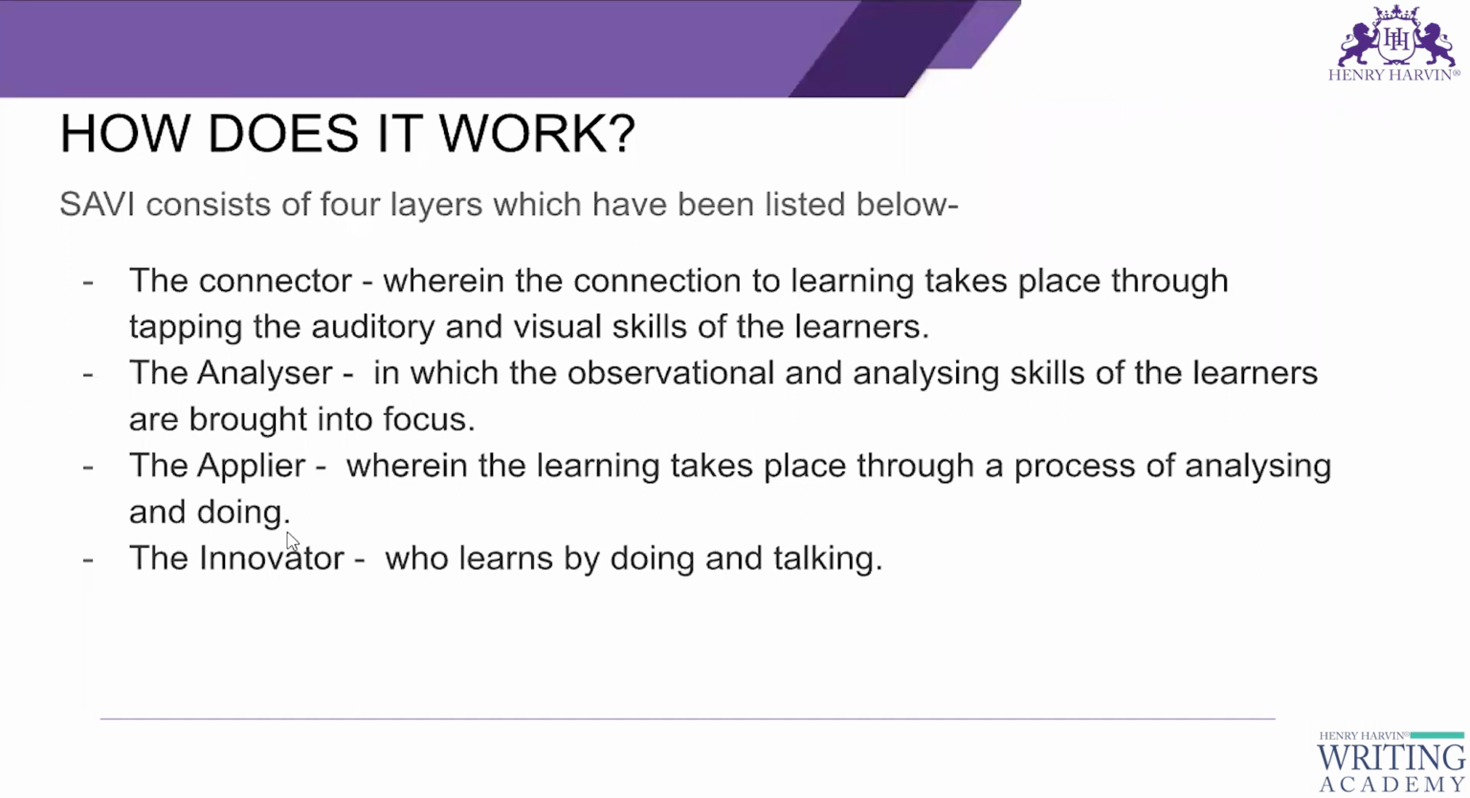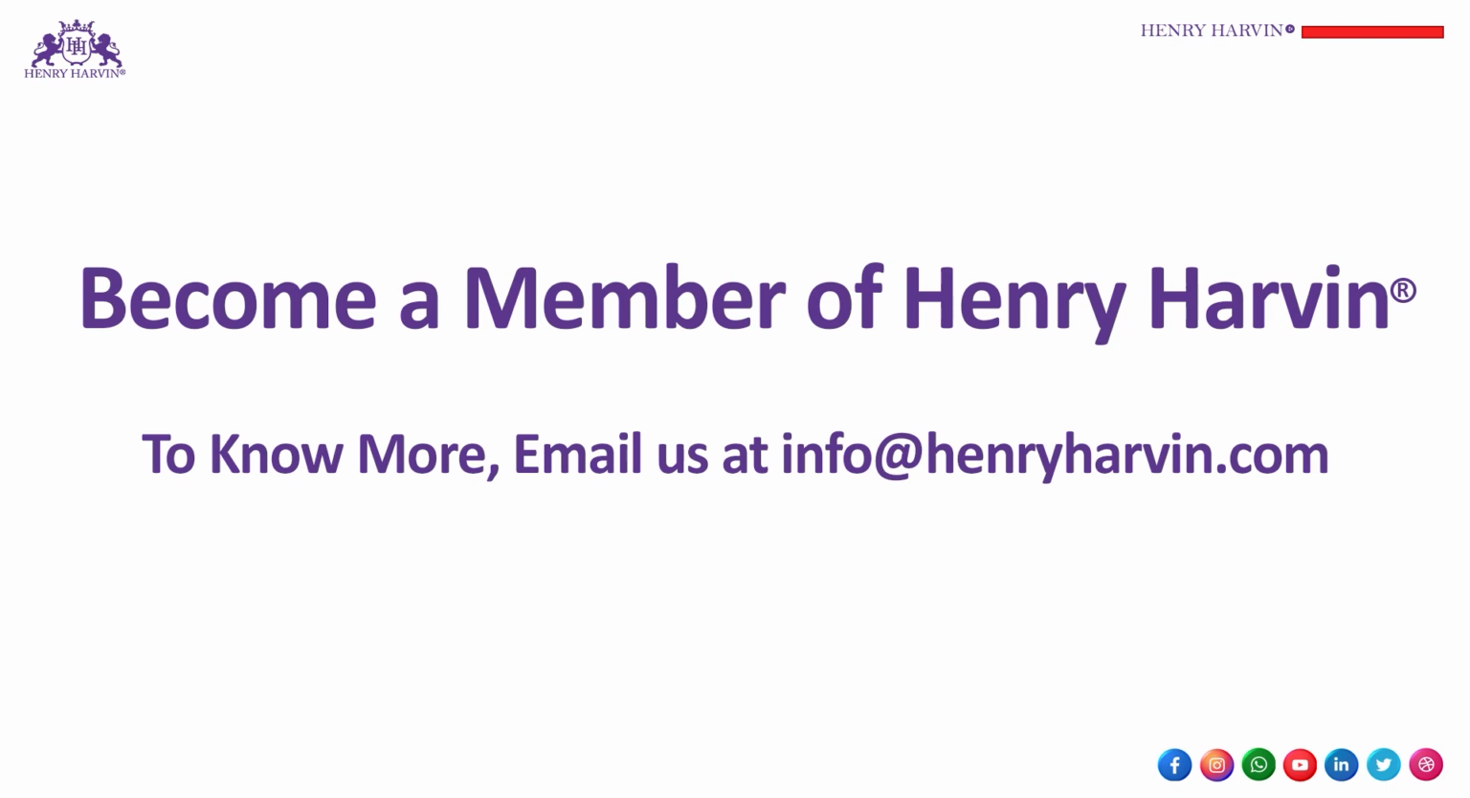Second, I'll give them some things to observe and analyze, and based upon those skills, my learnings will be focused. The next one is implementation, whatever the process and whatever the analyzing skill, based upon those things I'll be doing that. Innovator is where the person wants to do the task and wants to talk or interact. Based upon those skills, you're going to learn it.